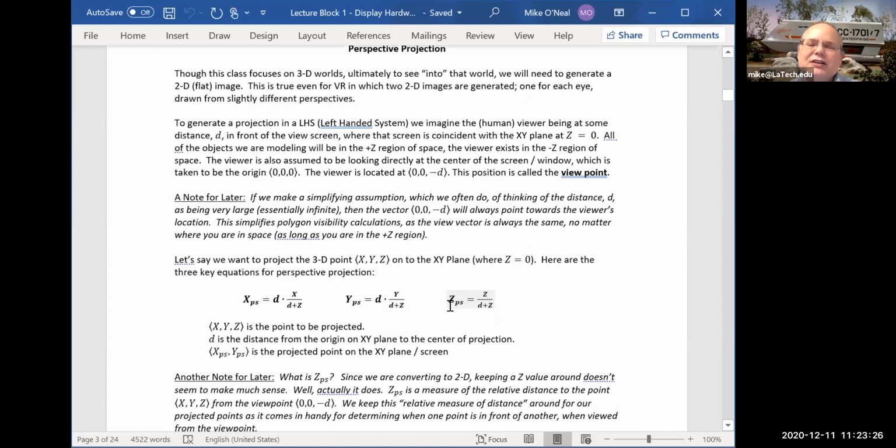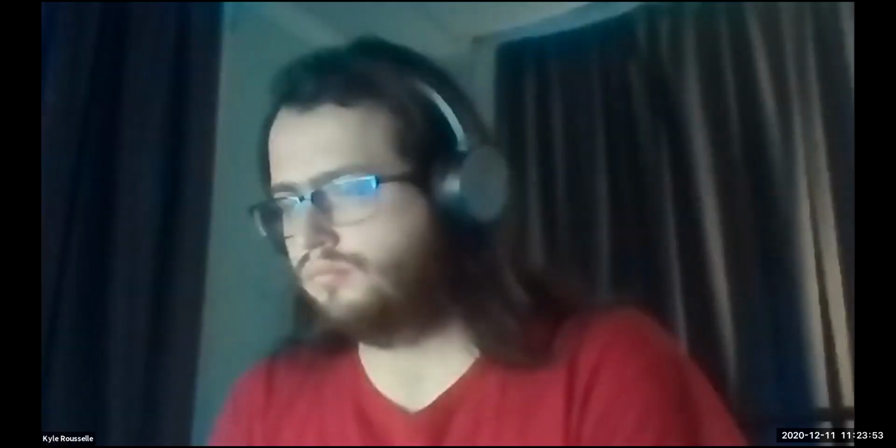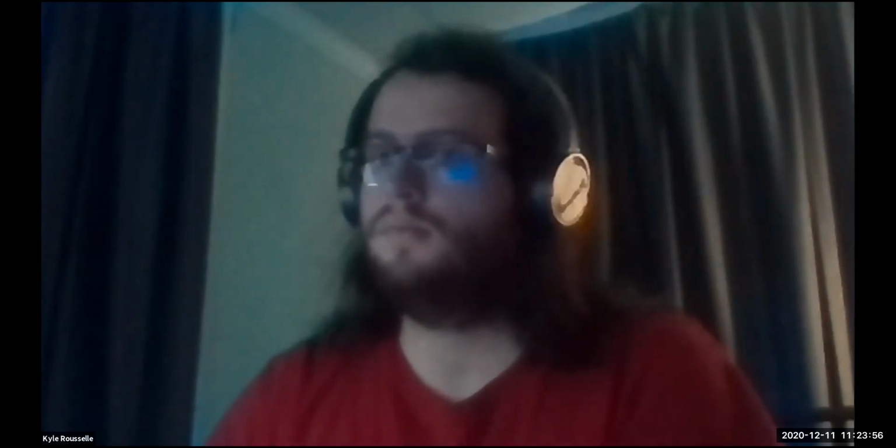So what's the input? The input is x, y, and z. What's the output? X perspective, y perspective, z perspective. And if you're talking about just visualization and not worrying about the depth right now, the inputs are x, y, and z, right? And the outputs are perspective x and perspective y. Okay.